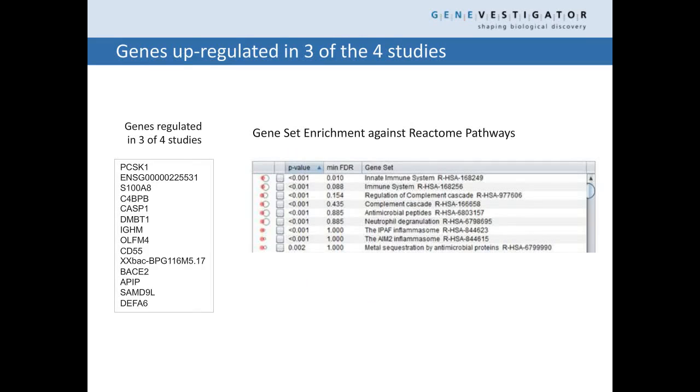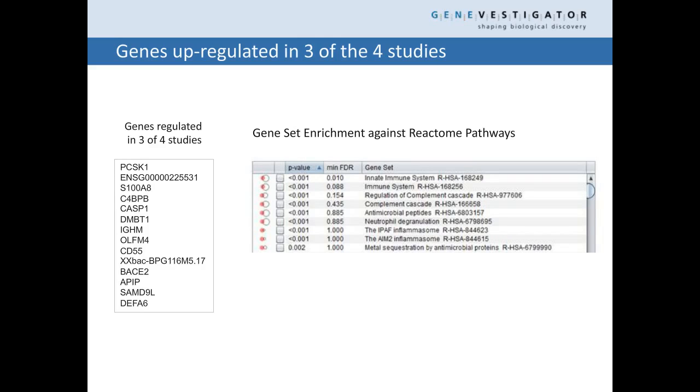Now, if we look at the function of these genes, for example, we take genes that are present in 3 of 4 studies. This is the list of 14 genes that we have, and we enrich it against pathways. In this case, we chose Reactome pathways. You can see that the pathways that pop up as being the most significant are related to the immune system.